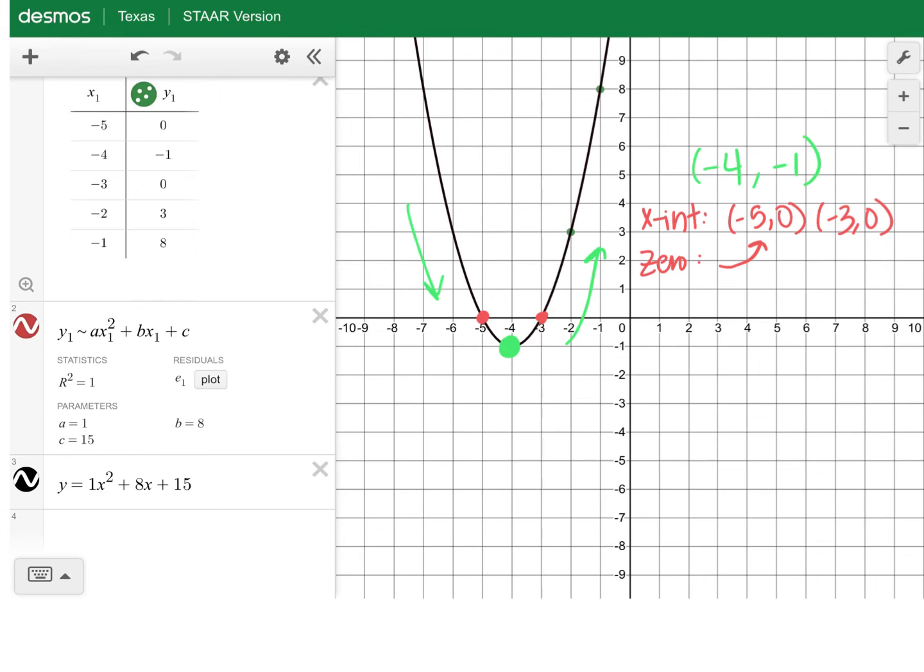Next, we're going to look at our y-intercept. Now on Desmos, you would be able to move this graph around. And so if I were to move this graph down, I would see that my y-intercept was at 0, 15. That's when it crosses the y-axis.